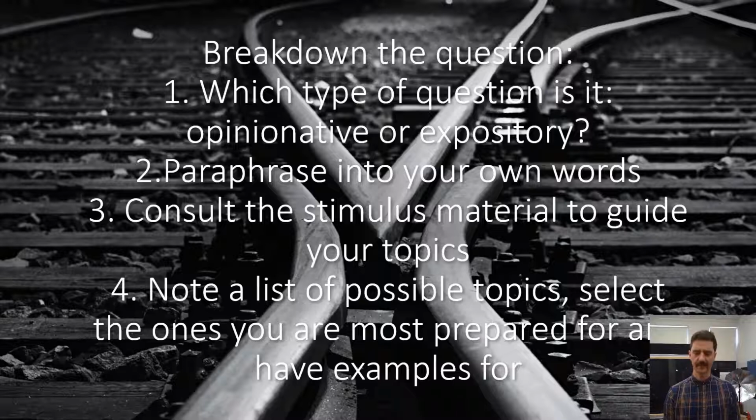All right, here are my steps. Break down the question. So which type of question is it? Opinionative or expository? Paraphrase it into your own words. Consult the stimulus material to guide your topics. Remembering, you're aiming for 1 or 2 at least. So you should probably have a paragraph linked to one element of the stimulus and use that as a guide. Note a list of possible topics, select the ones you are most prepared for and have examples for.